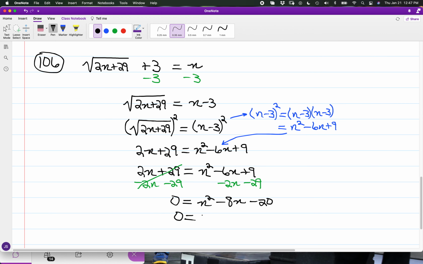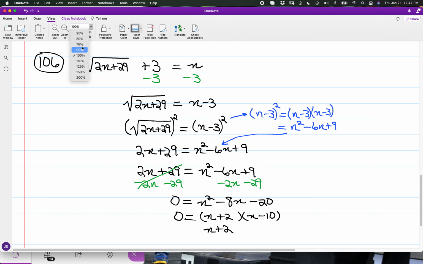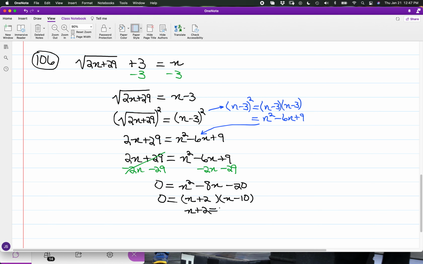And we have a factorable trinomial. So with n squared, we have n and n, and factors of negative 20 that will add up to negative 8. More weight will be given to the subtraction than to the addition. So with the zero product property, setting first of all n plus 2 is equal to 0, we have that n is equal to negative 2. And for n minus 10 is equal to 0, you have that n is equal to 10.